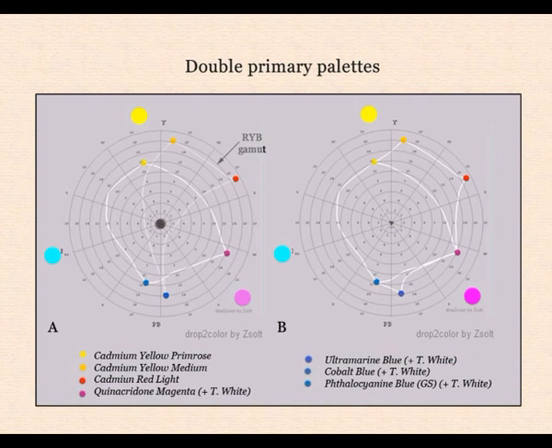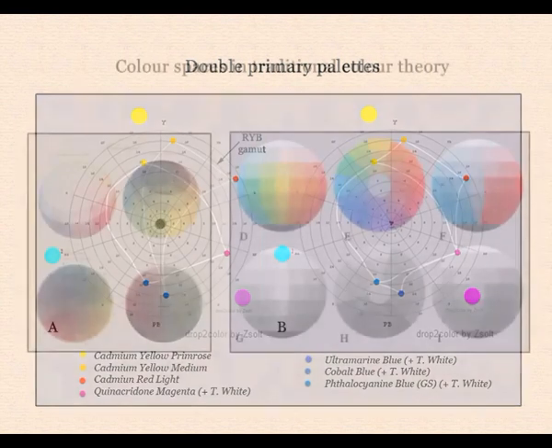A double primaries palette works in practice primarily because it includes true subtractive primaries as the three so-called cool primaries. The three warm primaries are very high chroma pigments that extend the range of mixtures beyond the subtractive primary gamut into reds, orange yellows and blues.